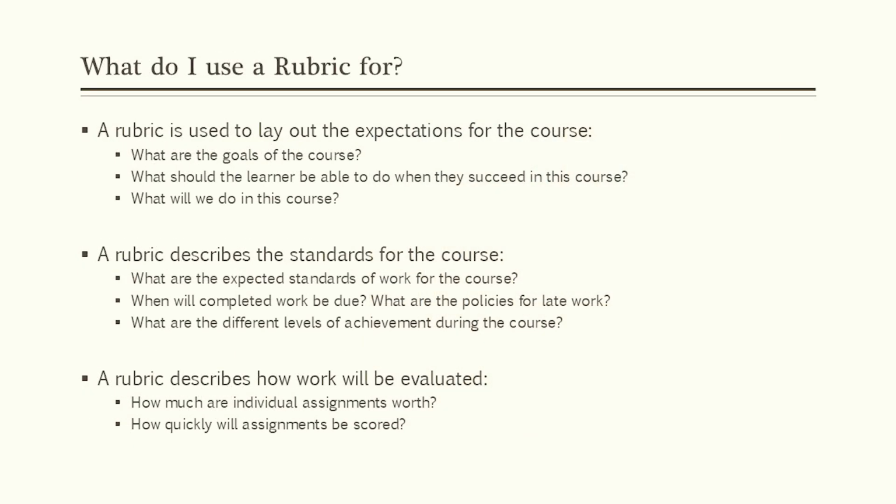What do I use a rubric for? A rubric is used to lay out the expectations for the course, the goals for the course, what the learner should be able to do when they succeed, and what you'll do. A rubric describes standards for the course. For example, when will work be due? What are the policies for late work and the levels of achievement during the course? A rubric also describes how work will be evaluated. How much are the individual assignments worth and how quickly they'll be scored?